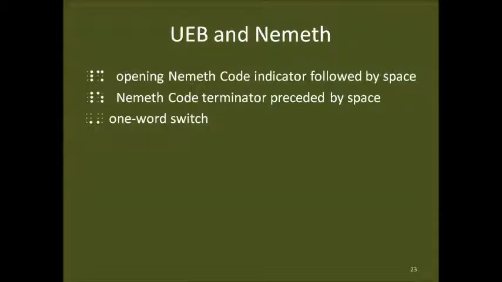The code switch indicators then are dots 456, 146 for opening Nemeth code. We follow that by a space. And then closing the terminator, we precede it with a space and then use dots 456 and then 156. There's also something new that we are using. It's called a one-word switch, and we'll talk a bit about that in just a moment.